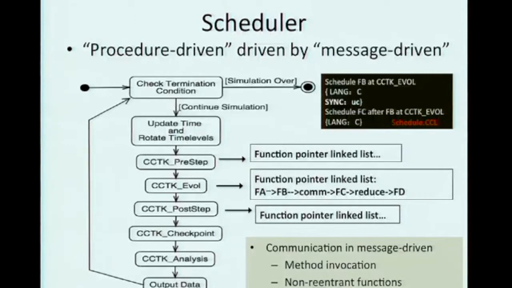And in the main function, there is a list of time bins, some in the initial part, some in the evolution part, and like those things. And the users can write some schedule blocks in the files, for example, like the schedule.ccl files, and the CST of Cactus can parse the files to generate a list of function pointers for each of the time bins, and it will execute them one by one, no matter whether it is a function or communication operation. For the procedural-driven model, it works like this, but for the message-driven model, it does not.